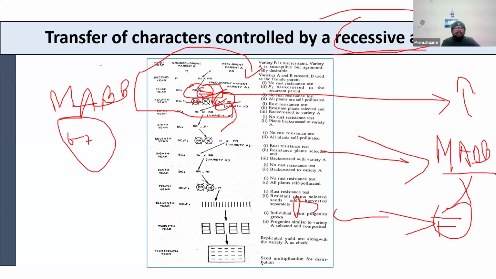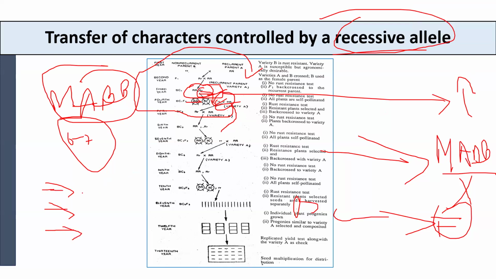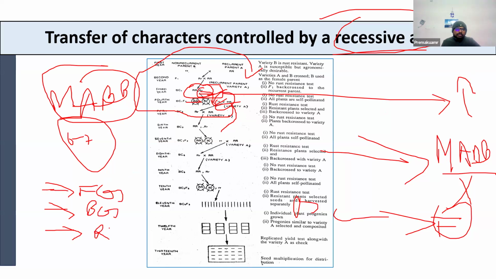Okay. Can anybody tell what the steps in MABB are? We have discussed it in detail. What are the different steps we follow in MABB? Foreground selection, background selection, recombinant selection. Exactly. Foreground selection, background selection, and recombinant selection. We are exerting these different selections based on markers.